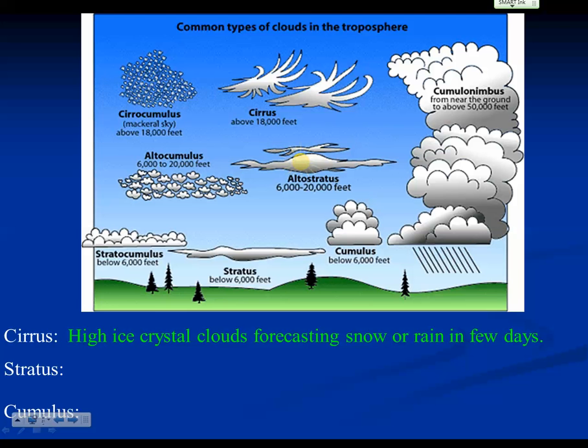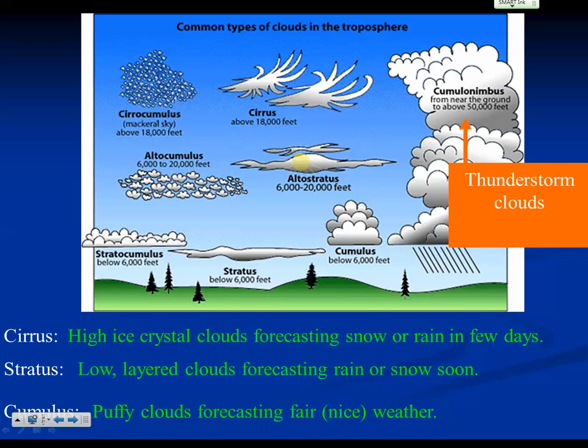Cirrus clouds, these are the high ice crystal clouds. Often they can forecast for us some snow or rain in a few days. These clouds generally mean that a warm front's moving in from far away, but you don't know really what warm fronts are yet, so I'll hold off on that. Stratus clouds. Stratus clouds are much lower. They're flat, stratified, if you want to think about it that way. And they could forecast potential rain or snow real soon.